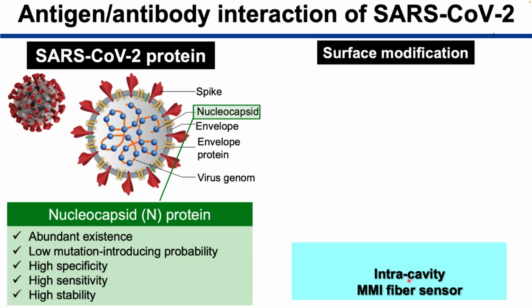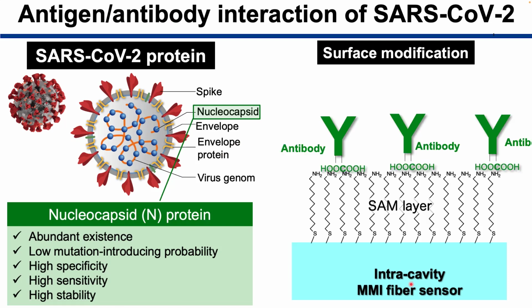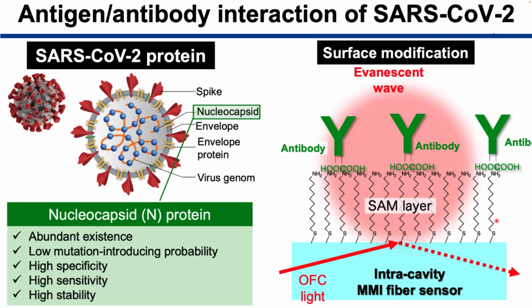We made the surface modification of N protein antibody on the sensor surface via the SAM layer, like here. Then the OFC light induces the evanescent wave near the sensing region here. So if the target protein, the target antigen, comes and combines with the corresponding antibody like here, the OFC light is influenced depending on the antigen concentration. We next place this fiber biosensor inside the fiber OFC cavity for the optical to electric frequency conversion.